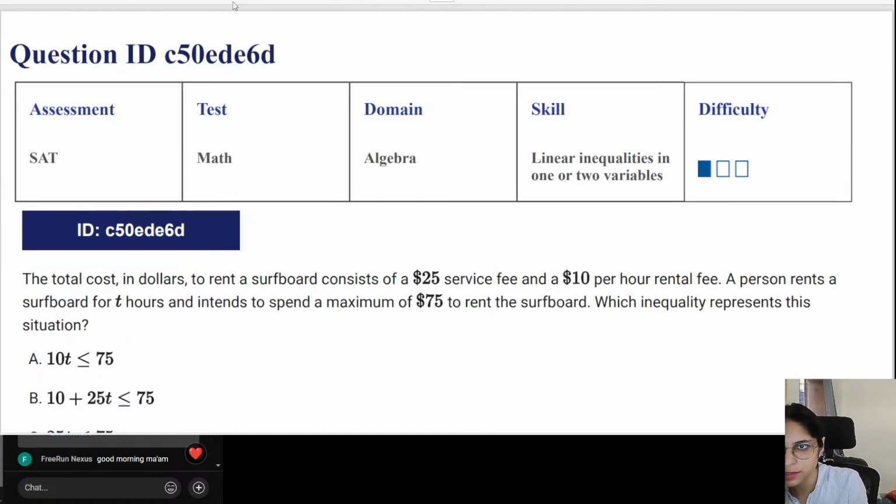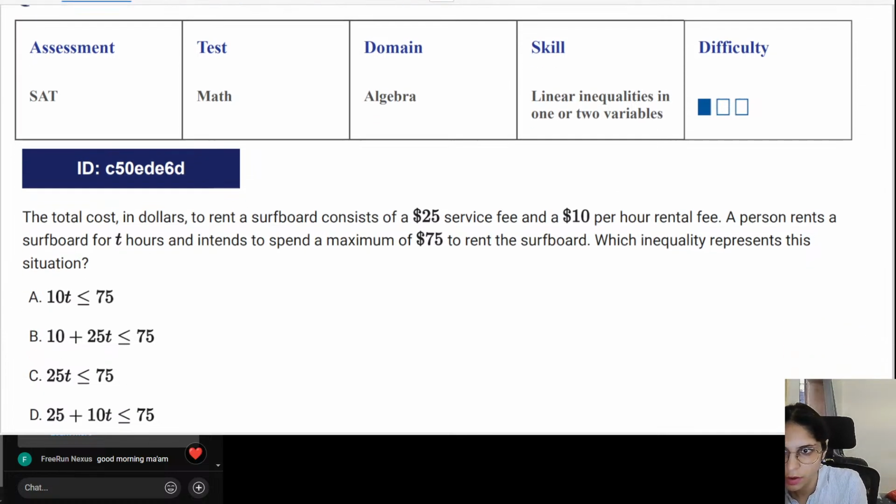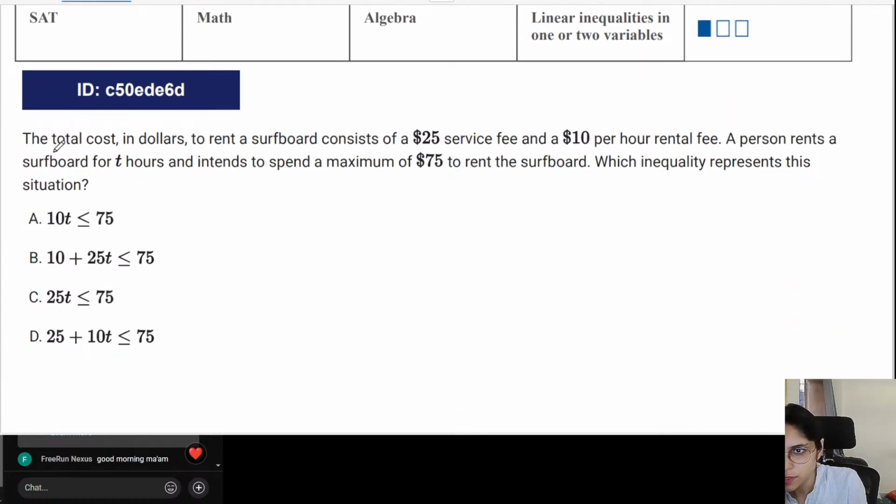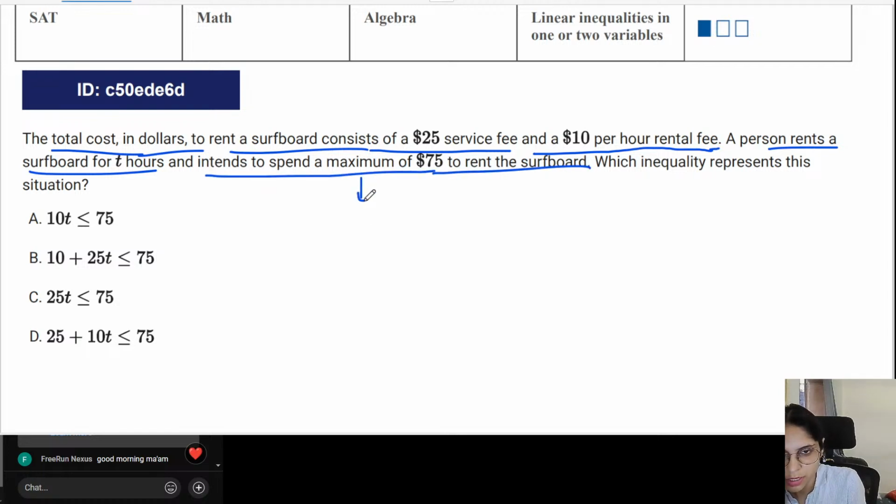Next is question number 6. The total cost to rent a surfboard consists of a $25 service fee and a $10 per hour rental fee. A person rents a surfboard for 2 hours and intends to spend a maximum of $75. So maximum means less than or equal to 75.